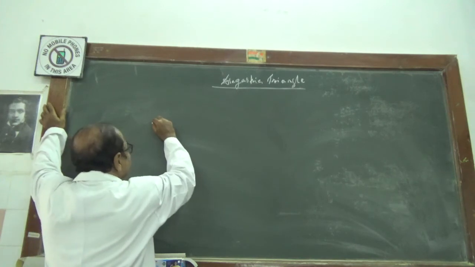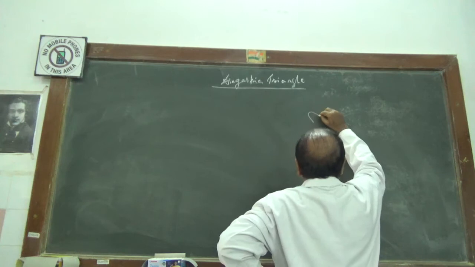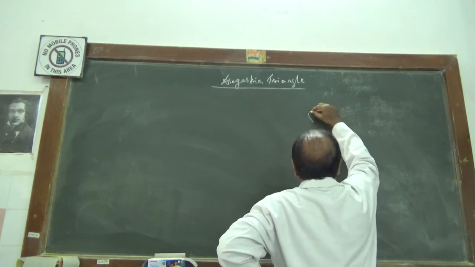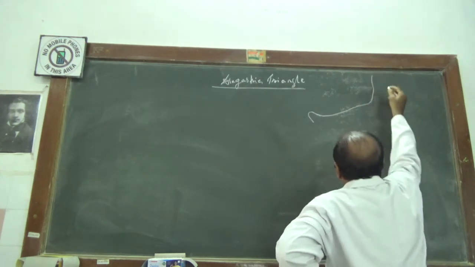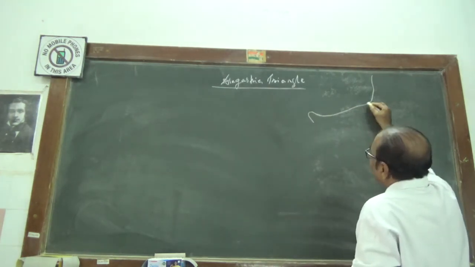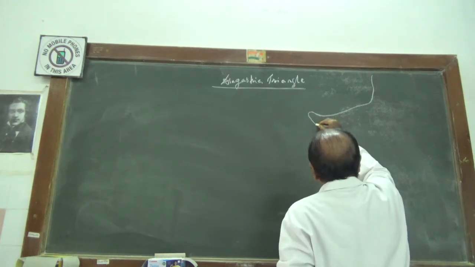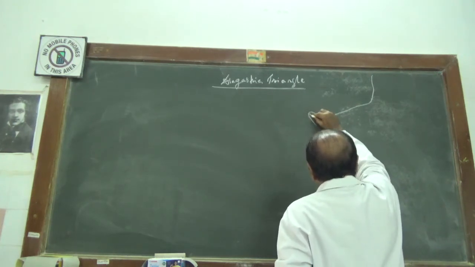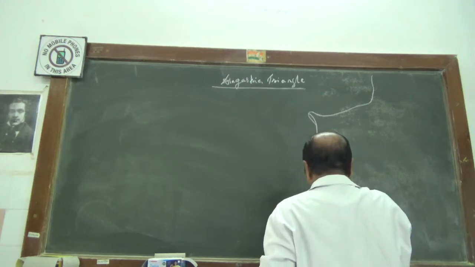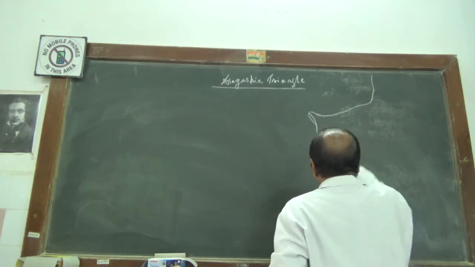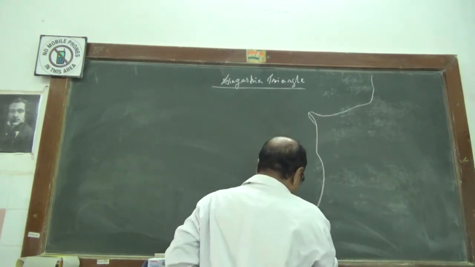So that anterior triangle of the neck will appear like this. This is the lower border of the body of the mandible. This will be the anterior median plane, which will be starting from the symphysis menti to the suprasternal notch.